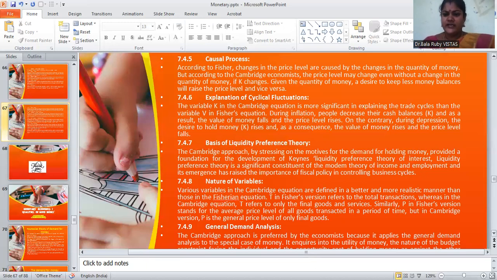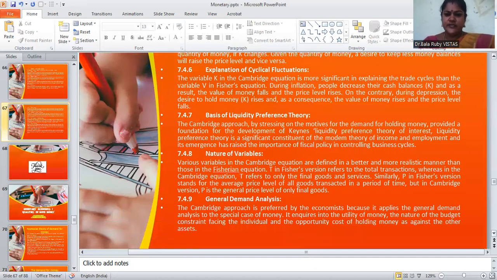And the next reason is general demand analysis. The Cambridge approach is preferred by the economists because it applies the general demand analysis to the special case of money. It inquires into the utility of money, the nature of the budget constraint facing the individual as well as the opportunity cost of holding money as against the other assets.